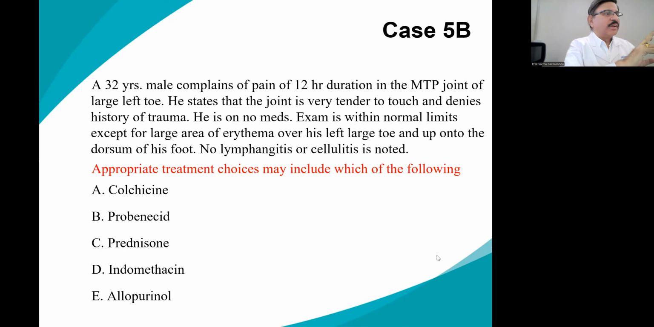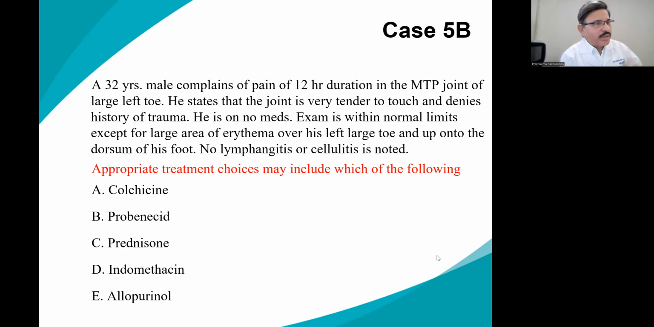Indomethacin, colchicine and prednisolone. The order should be indomethacin first. If not contraindicated, give it. If contraindicated or no response, consider steroids. If steroids are contraindicated, consider colchicine. That is the order. That's what I have shown you. So, indomethacin is the first choice. Then you can consider prednisolone and finally consider colchicine. Probenecid and allopurinol should not be considered. You understood the message? How you are treating a fellow.